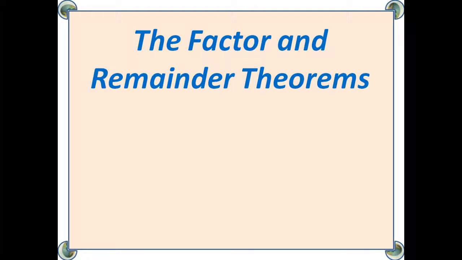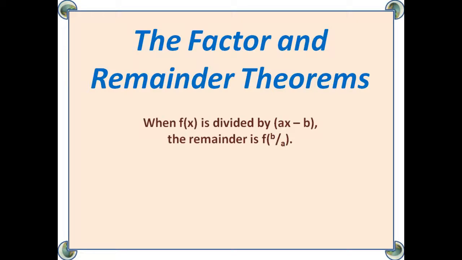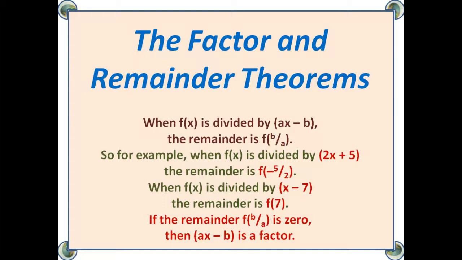The factor and remainder theorems. When f of x is divided by ax minus b, the remainder is f of b over a. So, for example, if we divide by 2x plus 5, the remainder is f of minus 5 over 2. When f of x is divided by x minus 7, the remainder is f of 7, i.e.